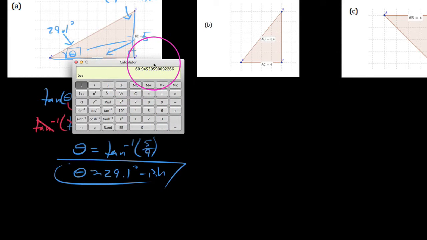It's positive, but we say about 60.9 degrees. So this would be about 60.9 degrees. So, really good example to start with. We use the tangent function to relate theta to the two sides.